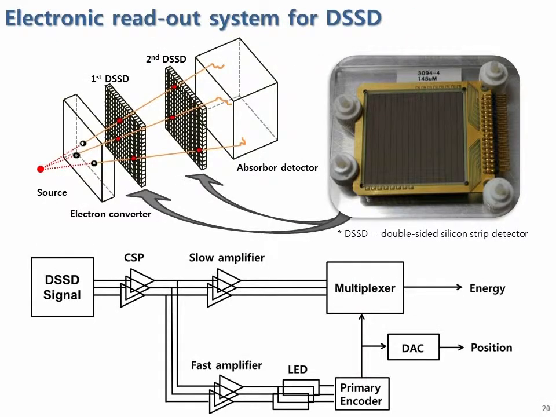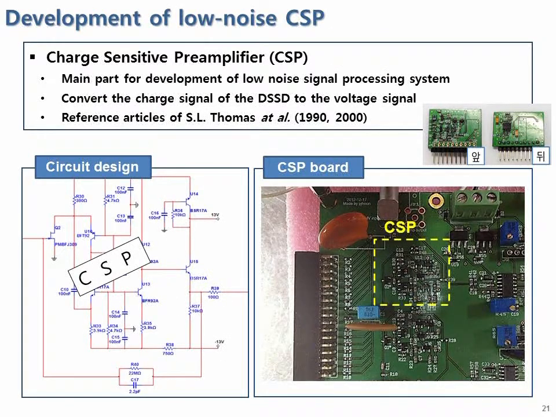Based on the simulation study, we have constructed a prototype gamma vertex imaging system. To track the trajectories of the converted electrons, we used two DSSDs as horoscope detectors. To process the signal from the DSSD detectors, we have developed a low-noise signal processing system. It converts the charge signal generated by the detector to a voltage signal. As the performance test, it shows almost the same performance as a commercial product.